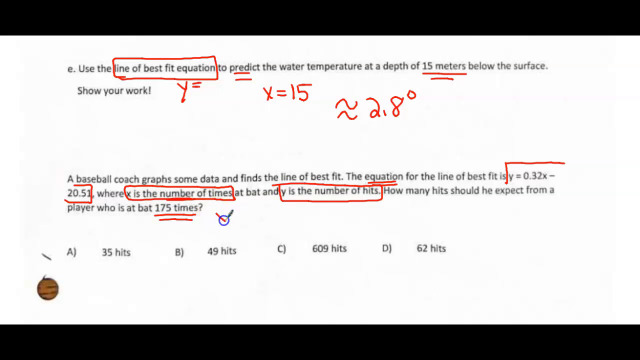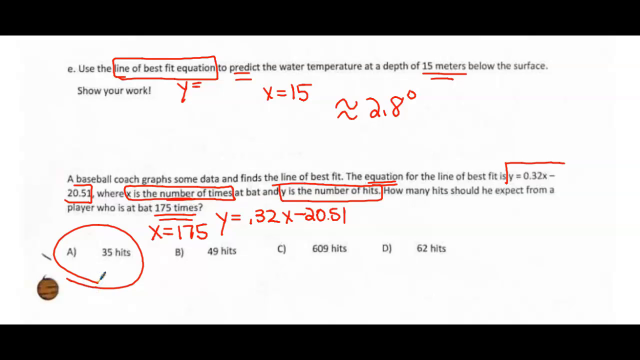So remember, you're going to go to y equals. You're going to change that last equation. You're going to put in 0.32x minus 20.51. You're going to look for x to be 175. Remember, you can do that little trick where you go to second window and you set your table at 175 if you don't want to scroll. And when you scroll, you get y is 35 hits. Okay? Let's go to the back.